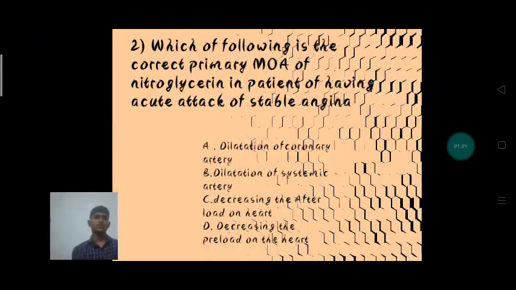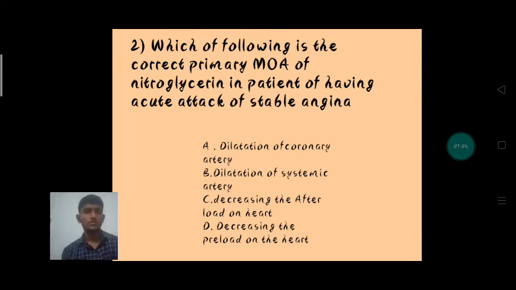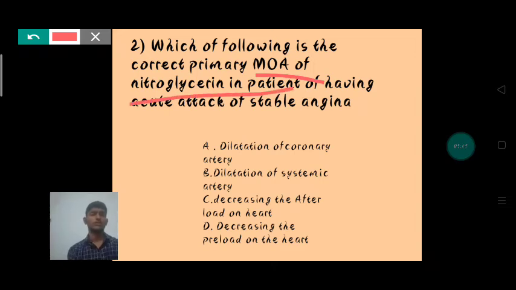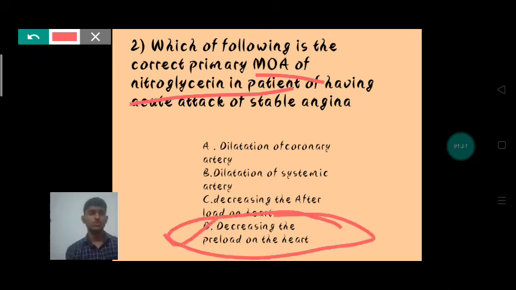Moving to the next question: which of the following is the correct primary mechanism of action of nitroglycerin in a patient having an acute attack of stable angina? They primarily ask what the mechanism of action of nitroglycerin is. As you know, nitroglycerin causes vasodilation, and dilation of the veins decreases the preload on the heart. That's why the correct answer is D, decrease the preload on the heart.